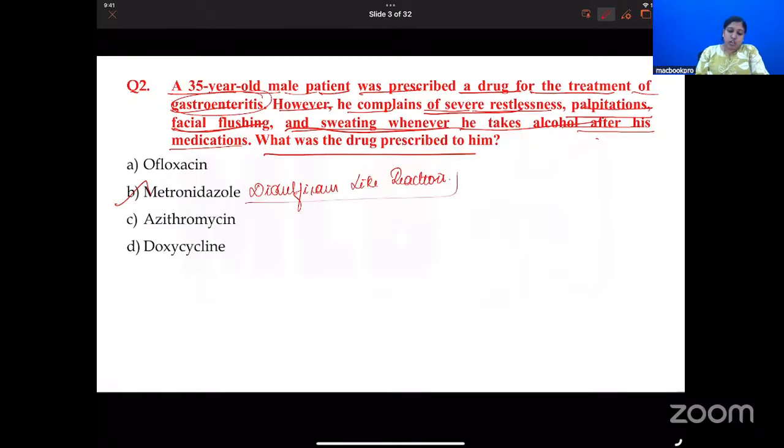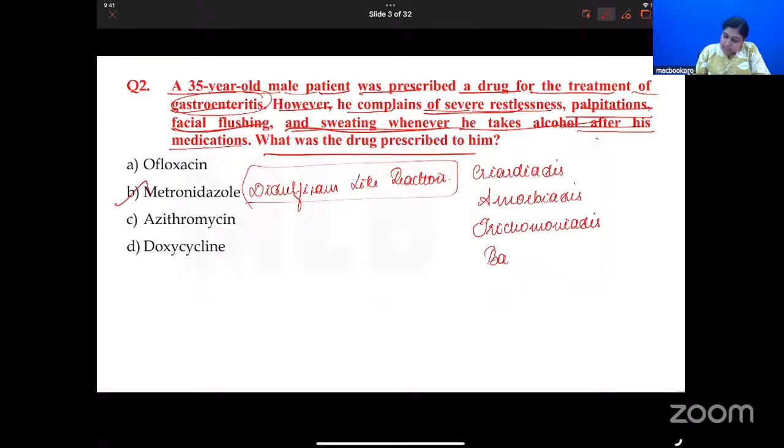Now tell me, metronidazole is a broadly used drug. In what cases is it used as a drug of choice? For example, giardiasis, as we have seen right now, amoebiasis, trichomoniasis, and bacterial vaginitis. In all these cases, metronidazole is used as the drug of choice. In some other conditions it is also used, but you have to remember these things may probably be asked in your examination. So the important side effect of metronidazole is the disulfiram-like reaction.